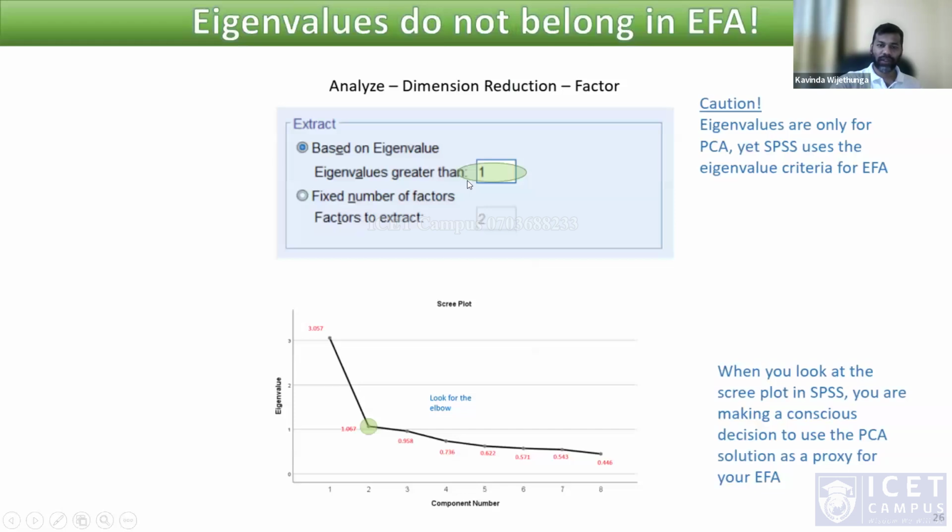So we can use these eigenvalues. If the eigenvalue is greater than 1, we can categorize into groups. But you know that eigenvalues are only for principal component analysis. We are not using them in exploratory factor analysis. Here, if you look at this scree plot we used in the earlier example, you can see this elbow, right?